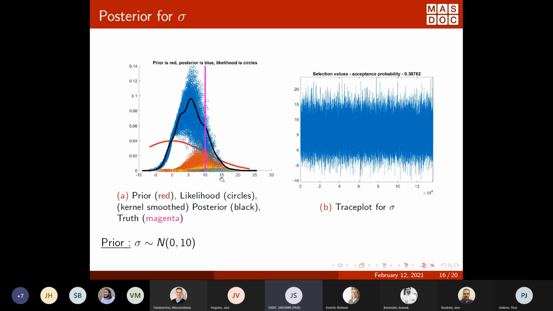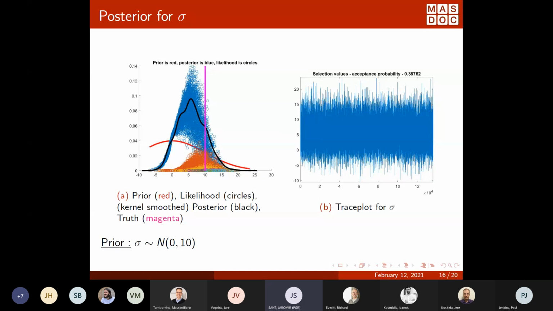On the right-hand side, we have a trace plot for sigma, and the acceptance probability is roughly 0.387, which is relatively acceptable, I would say. The prior we fitted here was a normal 0.10. We just chose this so that it's diffuse enough not to preclude areas of the parameter space.